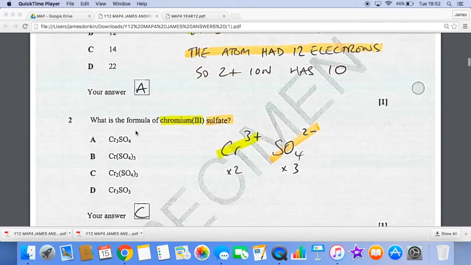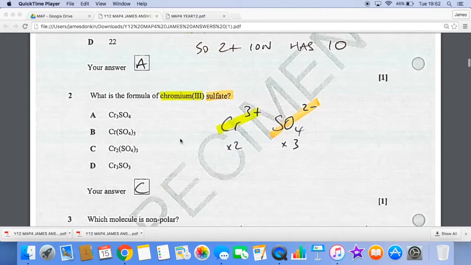Formula of chromium 3 sulfate. The fact that it's chromium 3 means it's Cr3 plus. The sulfate ion has a 2 minus charge, and so to get the charges to balance each other out, we need 2 of those and 3 of those, and so the answer was C.